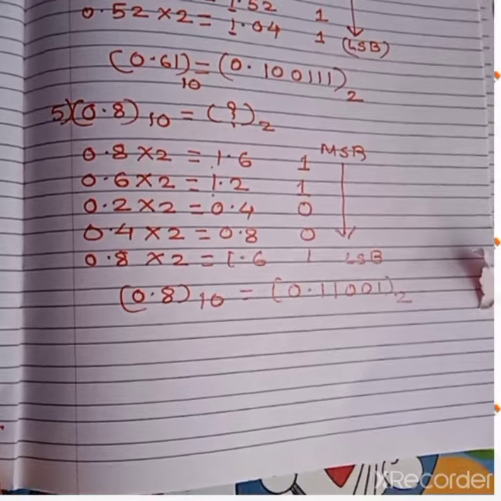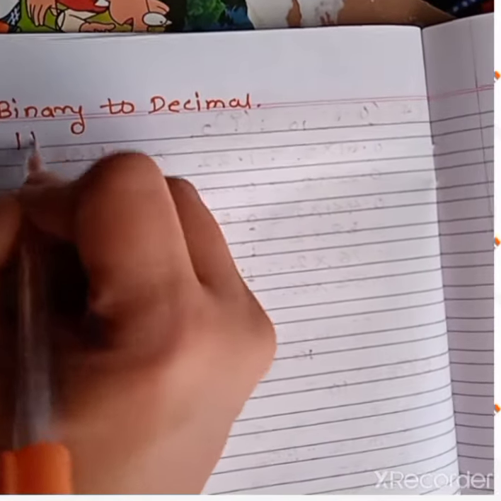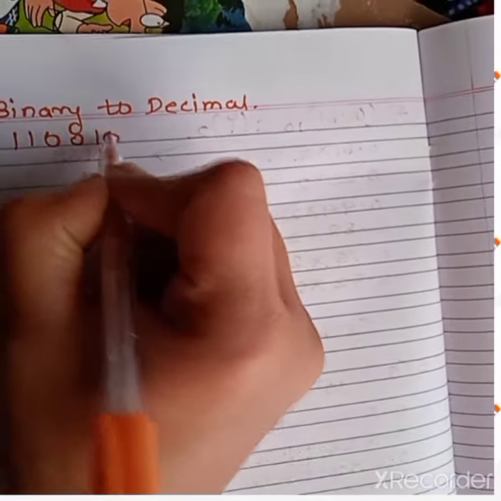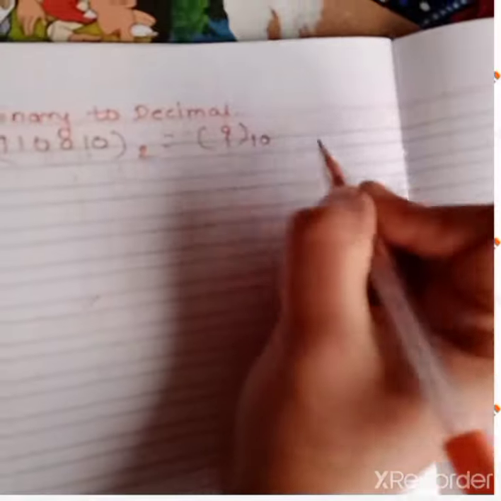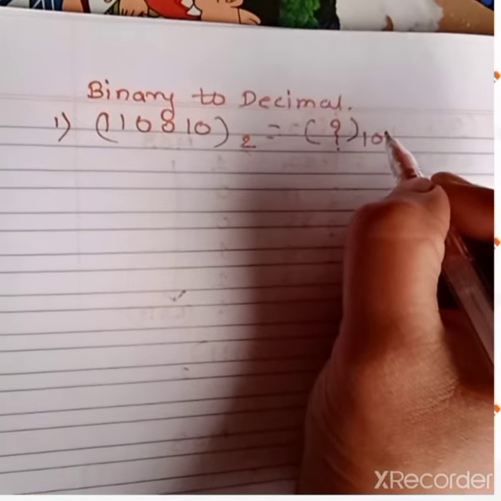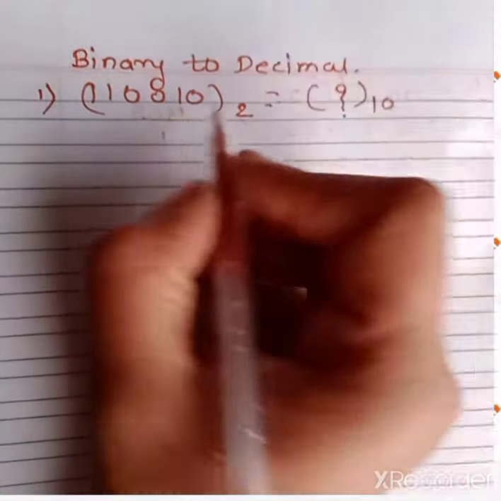Now we'll see binary to decimal. Binary to decimal conversion. We'll take a number 110010 to the base 2, and we have to find out decimal equivalent. So we'll take weights for this number.